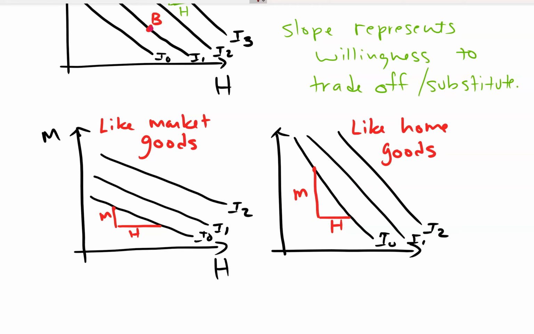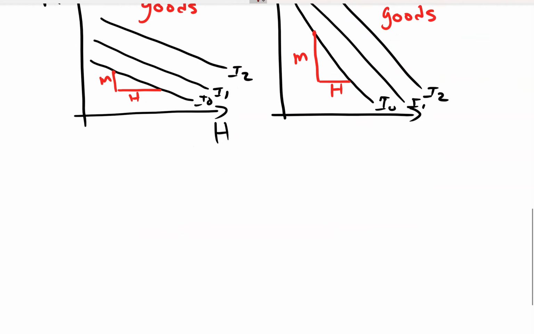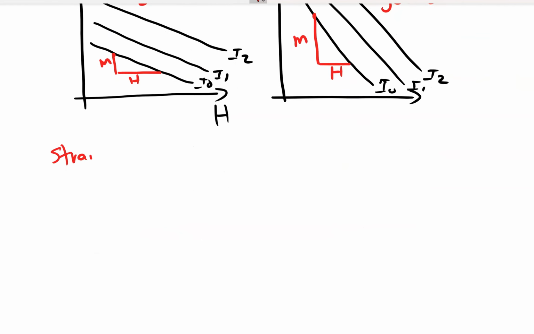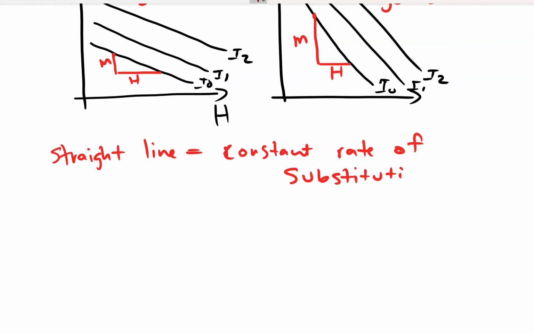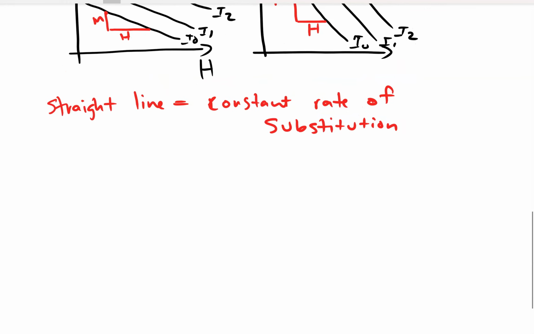Now, there's one thing that we've done here that's not so realistic, and that is our lines are all straight. Straight line means a constant rate of substitution. But that might not be very realistic, because you can just imagine you've got all of one thing and nothing of the other.